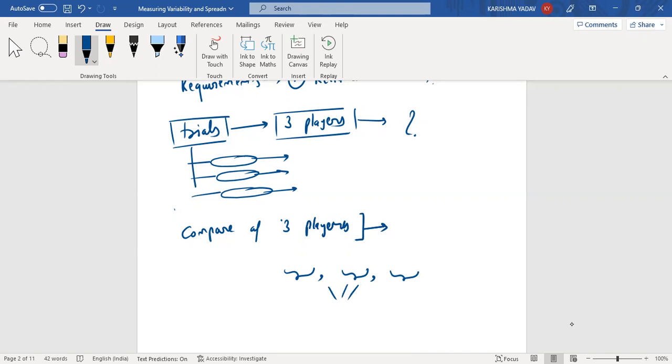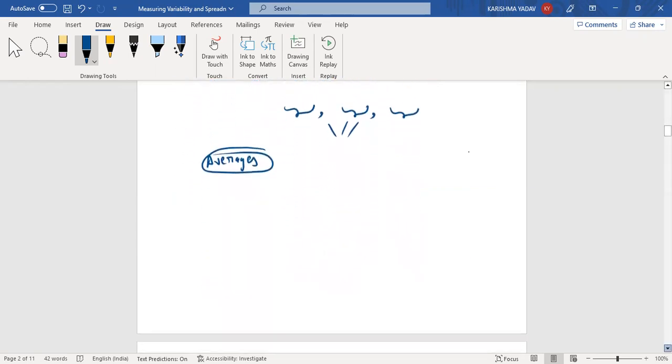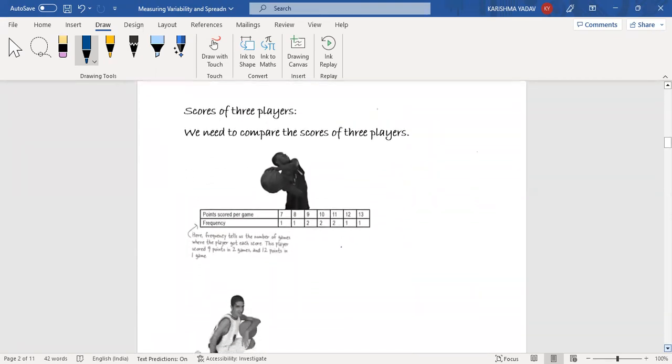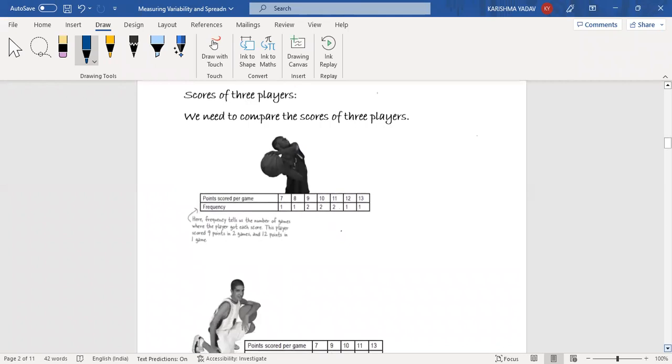How are we going to compare them? We are going to compare them by taking out the averages of the scores of these 3 players and try to determine what it says. These are the corresponding scores of these 3 players, and this is my first player.